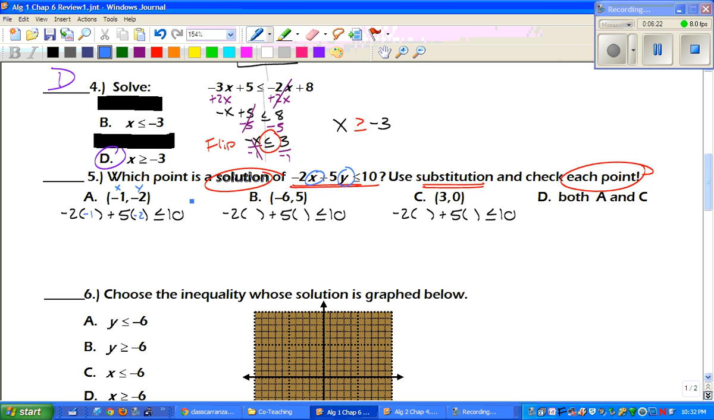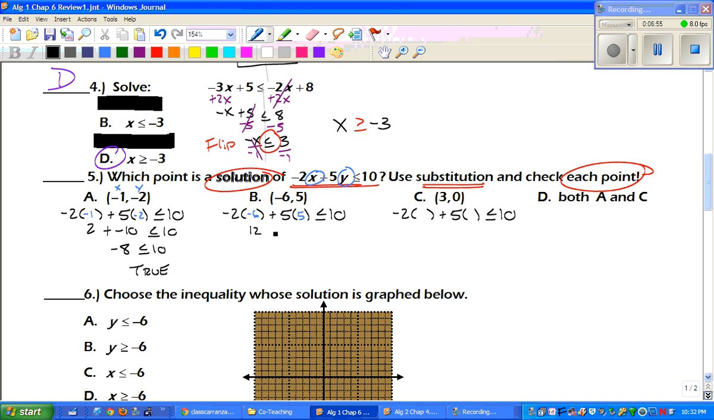And match them up with the equation. So -1 and -2. Go ahead and start solving this. -2 times -1 is 2 plus -10 less than or equal to 10. 2 plus -10 is -8. And is that a true statement? Yes. Okay. So say the answer? No. We have to check them all, guys.